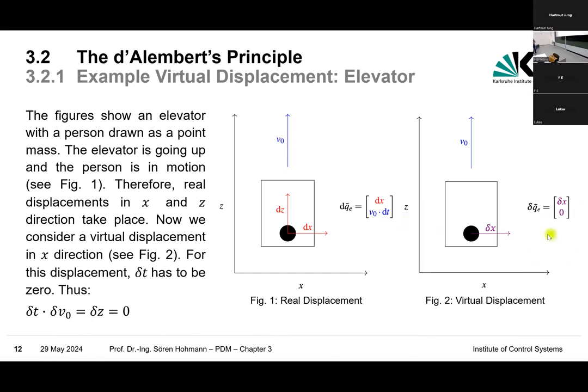If I do it virtually, we have just the virtual component, the delta x, and due to the fact that we just do it virtually and as maximally fast, delta z is equal to 0, which means that this coordinate is 0. Okay, so that's the description. So we have differences between the virtual displacement and the real displacement in the small portion.